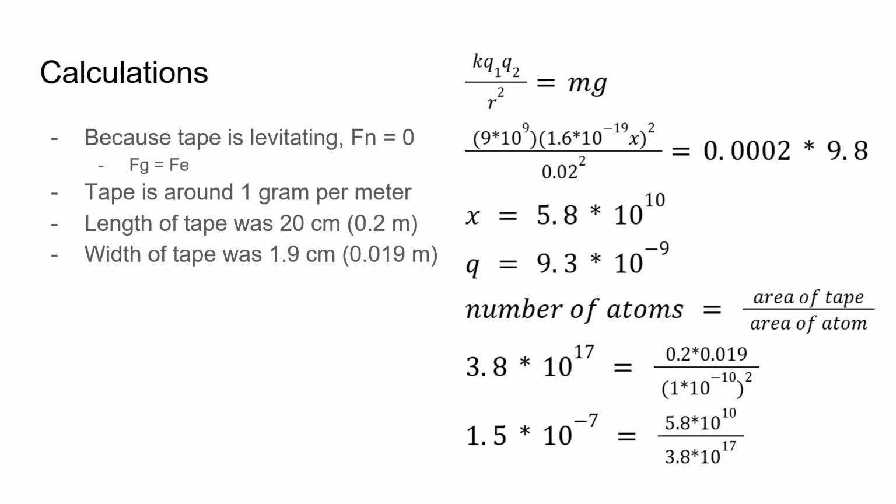The tape is around 1 gram per meter, and therefore that's how we get the weight that's listed to the right. And the width of the tape was around 1.9 centimeters, and this allows us to calculate the surface area of the tape. And then with the area of an atom, we can figure out how many atoms are on the surface of the tape, and then that allows us to find the ratio of electrons to atoms on the surface of the tape.